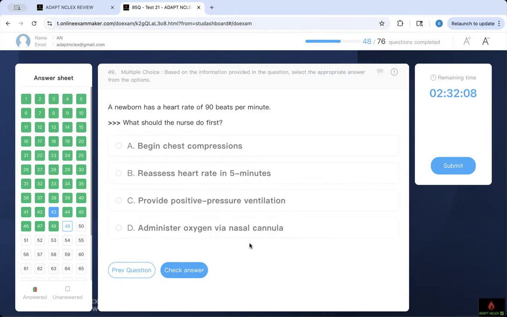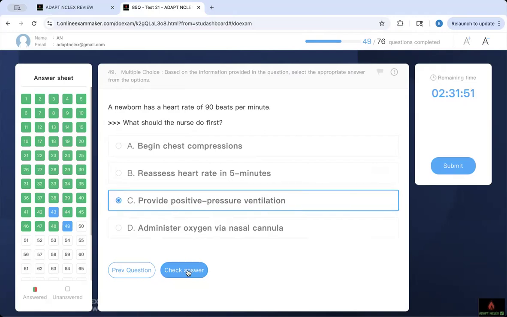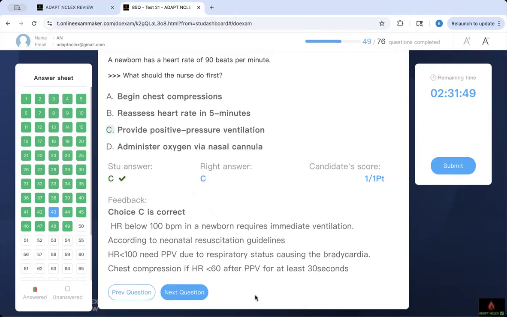Assess their heart rate in 5 minutes? Give them positive pressure ventilation or oxygen? Most times when kids are in trouble, it is hypoxia. And when they have severe bradycardia, the first thing you do is give them oxygen. No chest compression. But this is very important.